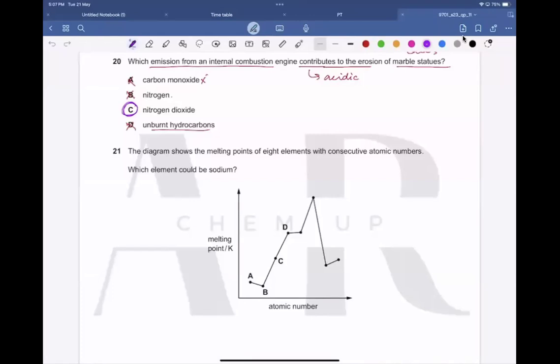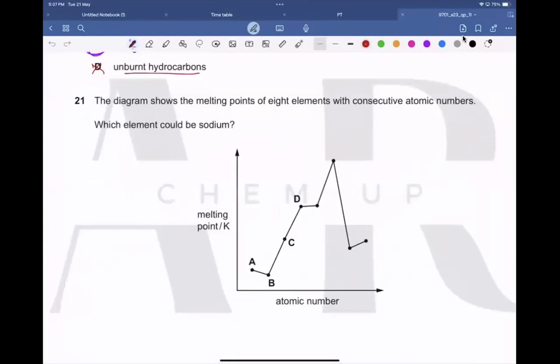Today we are going to start with question number 21. The diagram shows the melting point of the 8 elements with consecutive atomic numbers. Which elements could be sodium?